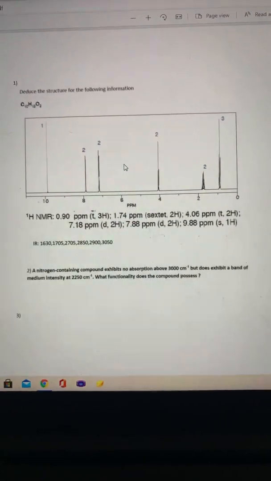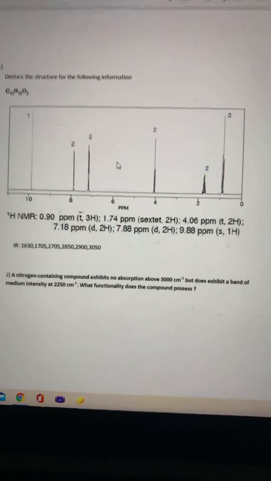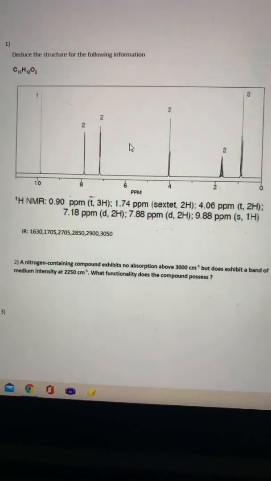Hi everyone. So for my wiki, I was given an NMR spectrum. So I'm going to tell you how I went about doing it. I'm going to refer back to my computer screen and my paper simultaneously throughout the video.